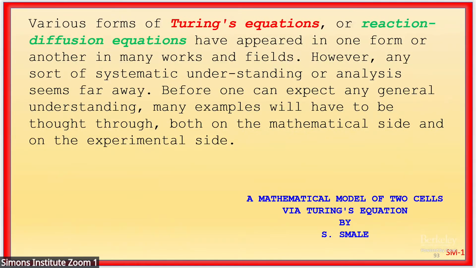So I'm going to just quickly mention Steve Smale's famous paper. He says that various forms of Turing equation or reaction diffusion equation have appeared in one form or another in many works and fields. However, any sort of systematic understanding or analysis seems to be far away. Before one can expect any general understanding, many examples will have to be thought through, both on the mathematical side and on the experimental side. And I want to tell you that this has been done within the last 2 years already, and I just quickly flash it to you.